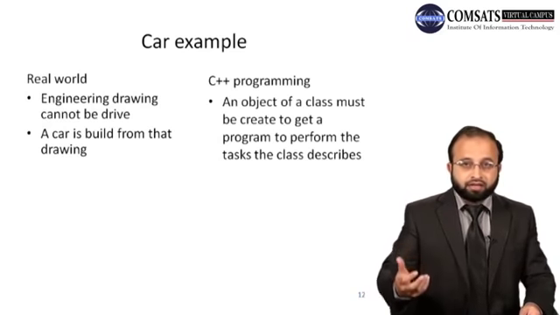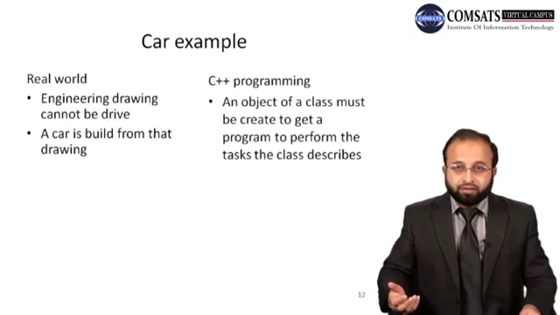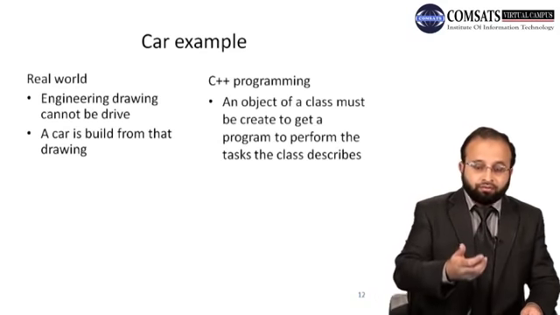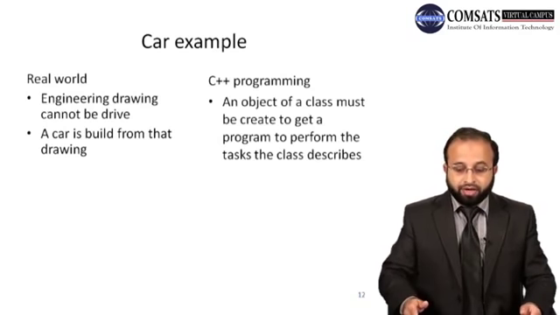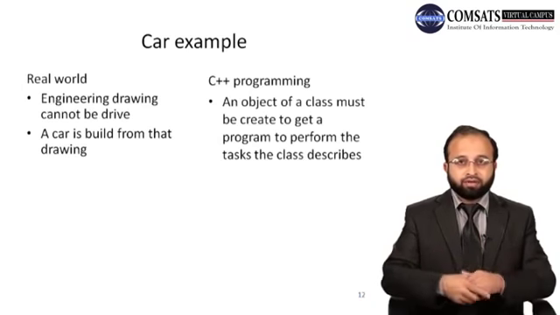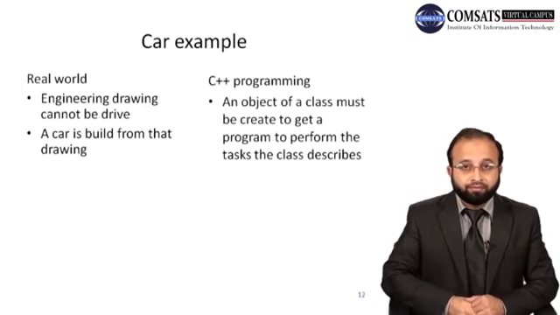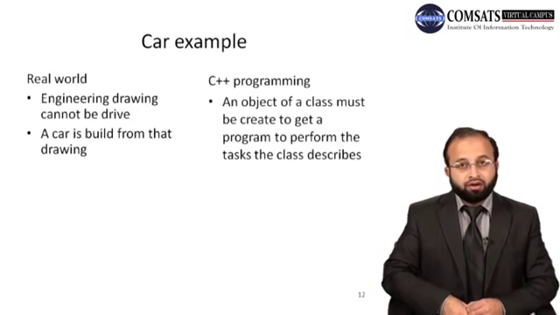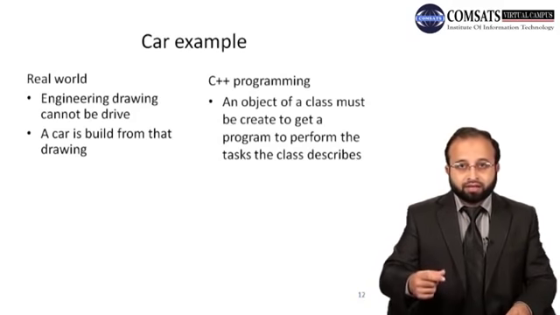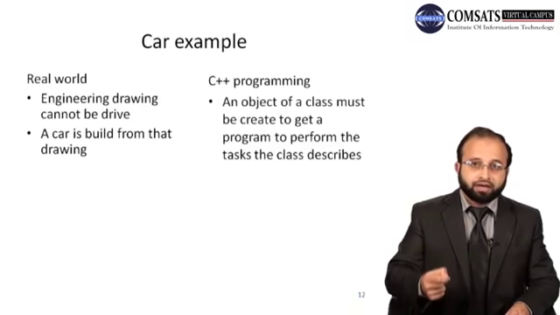So you can say that the car we have created from that engineering drawing is an object of the car engineering drawing, right? So an object of a class, because a class is a group of functions that shows what tasks a class performs. But in detail, in a programming language, an object of a class must be created to get a program to perform the task the class describes. In order to show what kind of task the class should perform in the program, you have to create an object of that class.